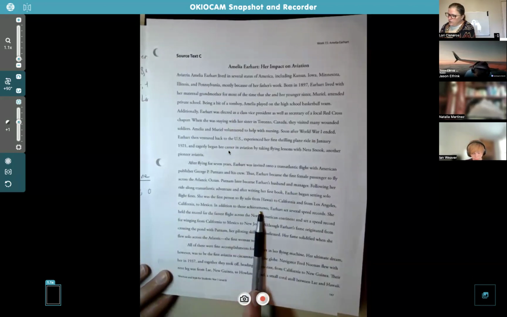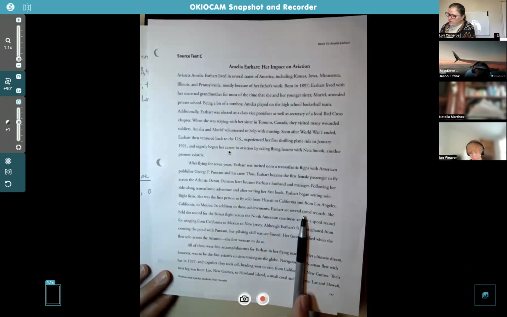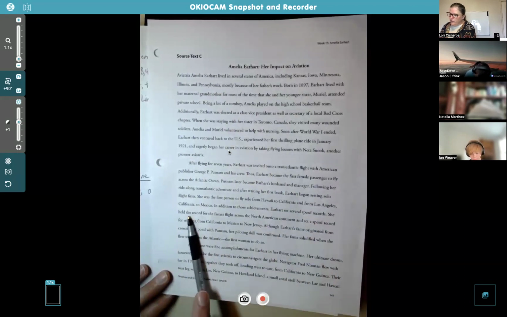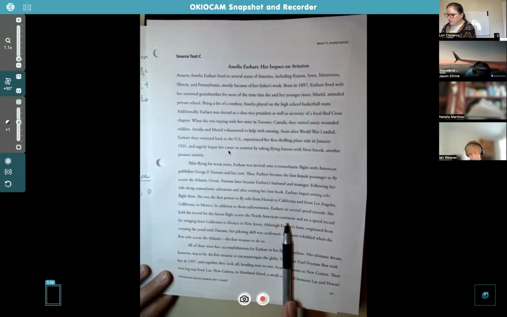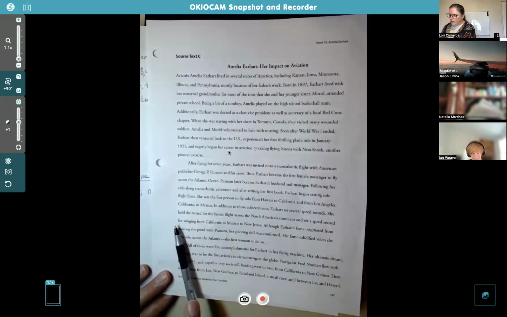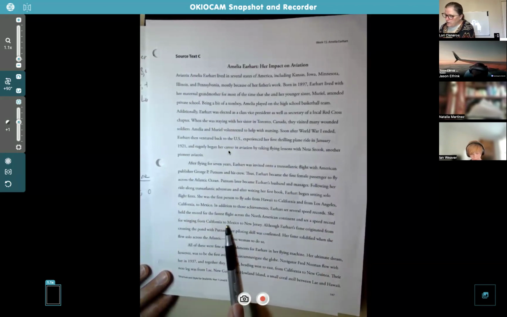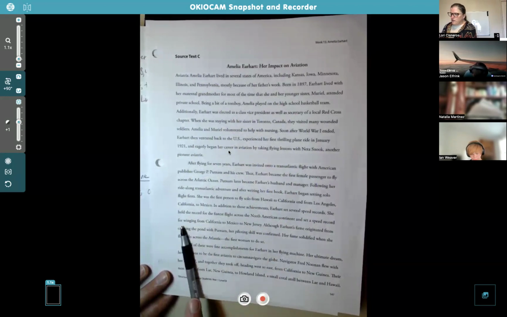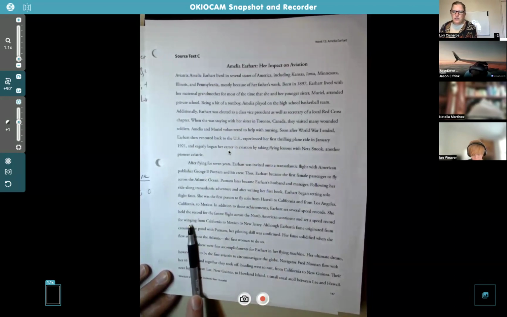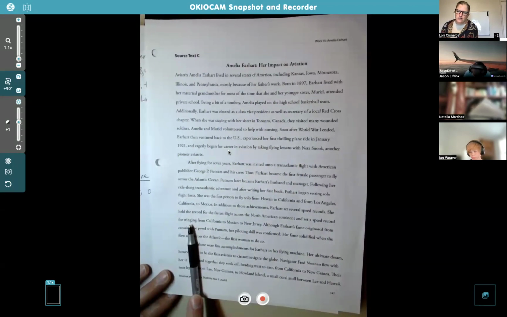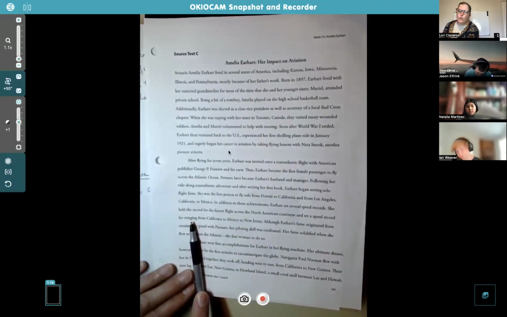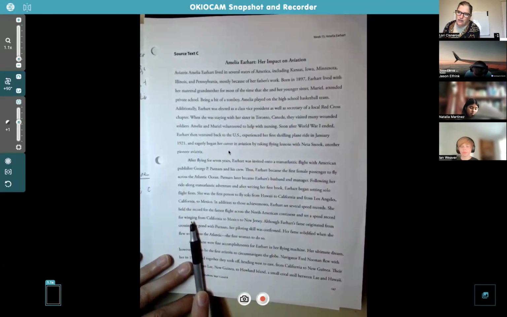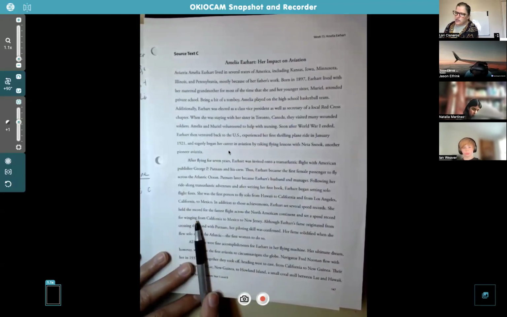In addition to those achievements, Earhart set several speed records. She held the record for the fastest flight across the North American continent, and set a speed record for winging from California to Mexico to New Jersey. So that word winging, I think this particular author was trying to think of different words other than fly, so he was being creative about how to write this article. Winging is kind of a creative way to say flying. You can use that if you need to.